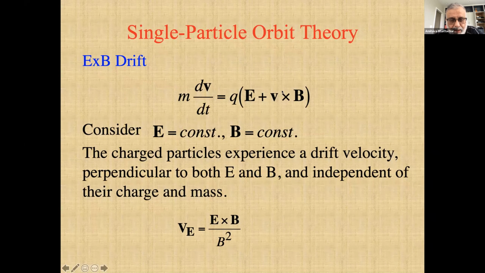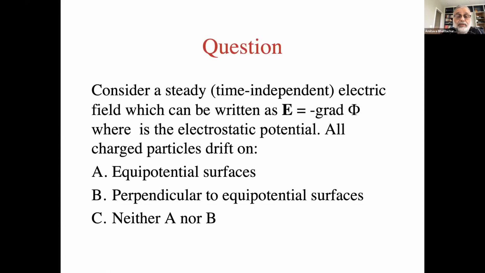And if you invert that equation exactly, you get the famous E cross B drift of particles, all particles drifting with this velocity in a direction perpendicular to E and B.